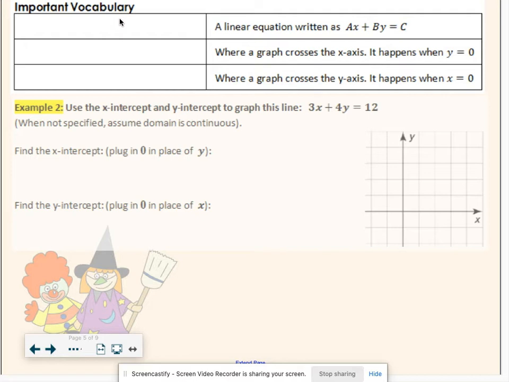So some important vocab would be obviously what is standard form. So that's what's gonna go in this first box, and that's when you write your equation as ax plus by equals c. So that is standard form. Standard form.